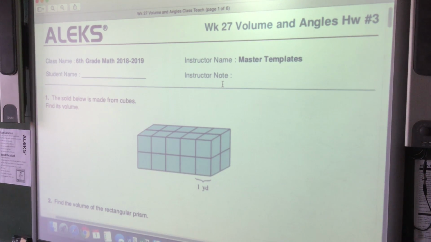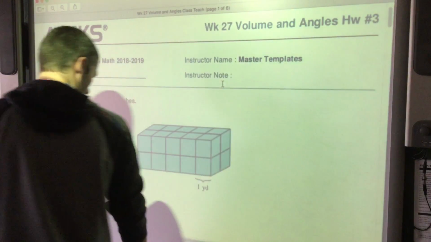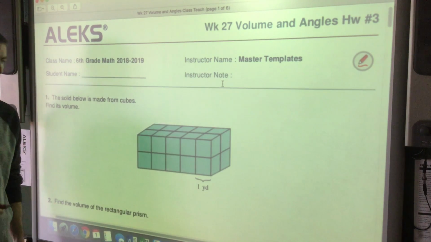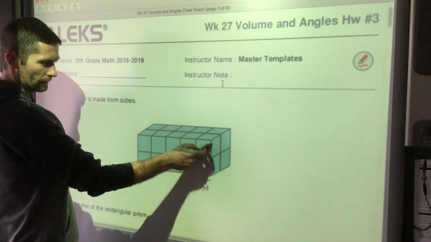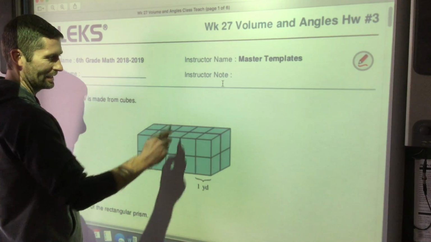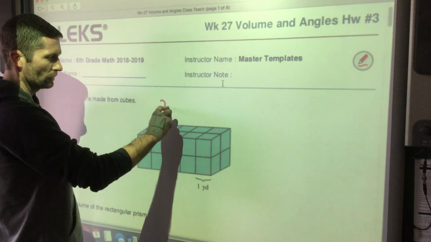All right, let's look at volume and angles, week 27's homework. The solid below is made from cubes, find its volume. Okay, so let's look at how many cubes are on the front side. There's 2, 4, 6, 8, 10. And I knew that because 2 times 5.